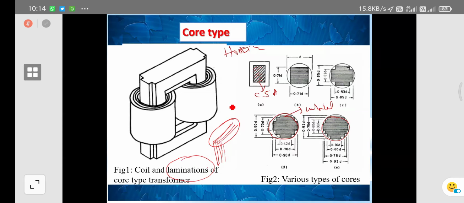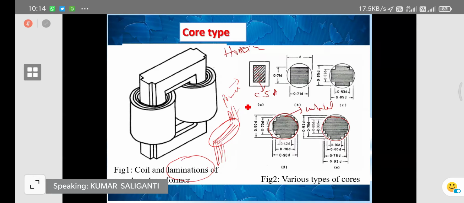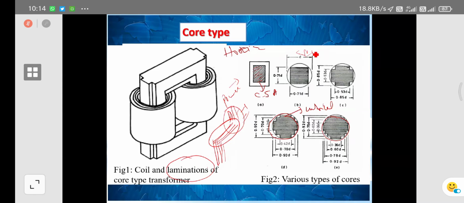Generally, the core should be made up of iron, ferrite, or silicon steel, and the winding is made of either copper or aluminum. For power transformers we use copper winding. For distribution transformers, the winding is mostly aluminum. A distribution transformer means less than 1 MVA, and more than 1 MVA is a power transformer, so we use copper winding there. The lamination is required, with 0.5 mm thickness.